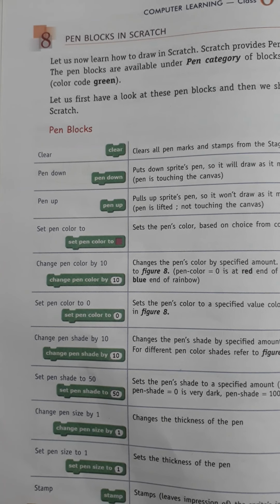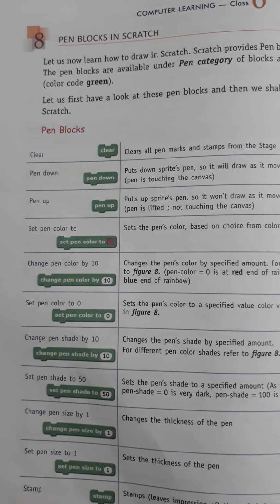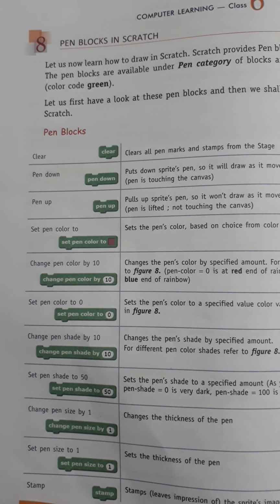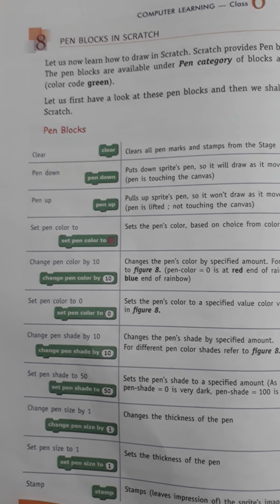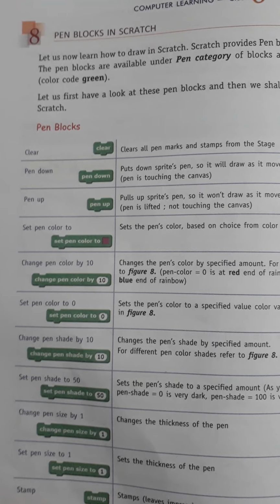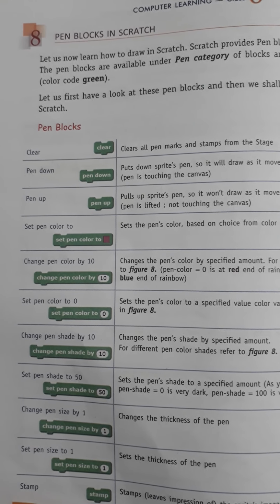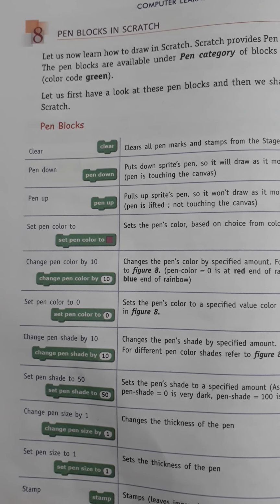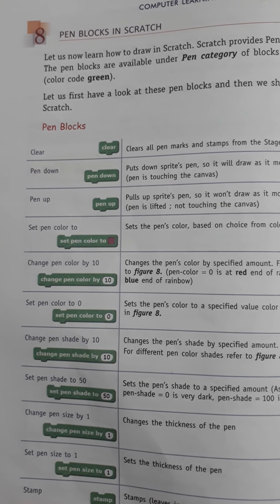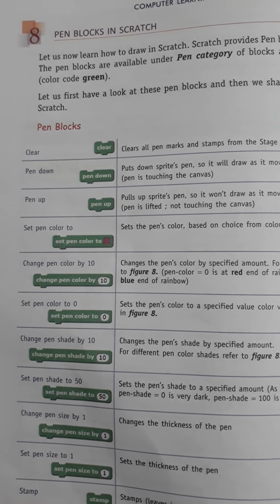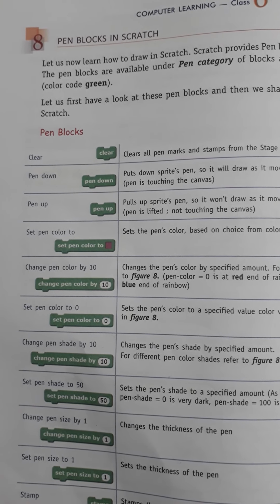Hello students, our next topic is pen blocks in Scratch. If we want to draw with the help of a sprite, we use pen blocks in the pen category. It means whenever the sprite moves on the stage, it will draw a line behind it. So let's see how pen blocks work.